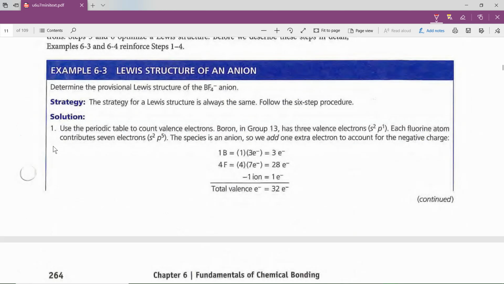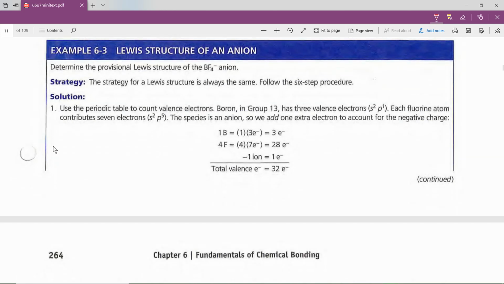So now let's try BF4-, example 6.3. So that is an anion. Boron gives you 3. Each fluorine gives you 7. Now it's an anion, so 1 more, so 32 valence electrons. Very rarely will you find the total valence electrons being an odd number. There are some weird times when that happens, but in our course, it's almost always an even number.